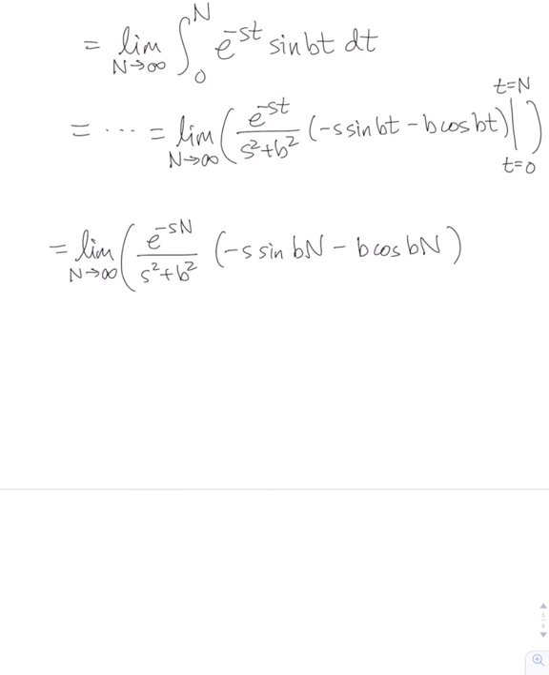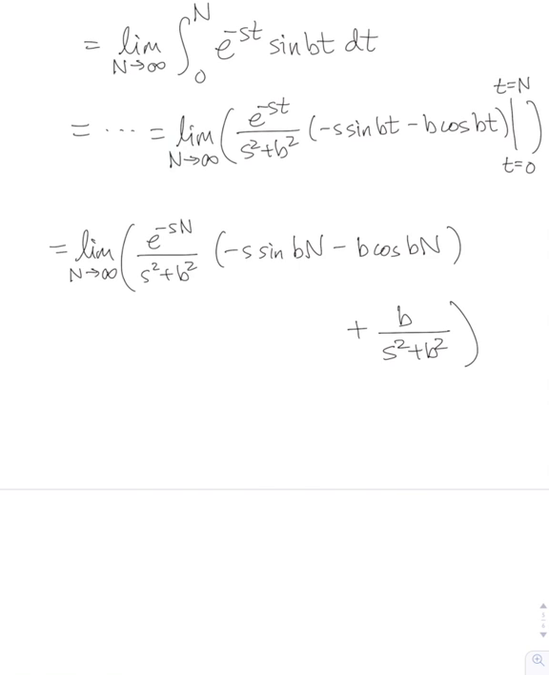Let's try and do that in our head. If I plug in t equals 0, e to the negative st is 1, sine of bt is 0, and cosine of bt is 1. So when I plug in t equals 0, I get negative b over s squared plus b squared. I'm subtracting that, so that means plus b over s squared plus b squared.